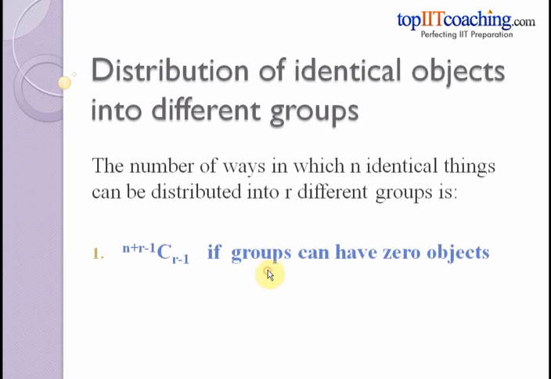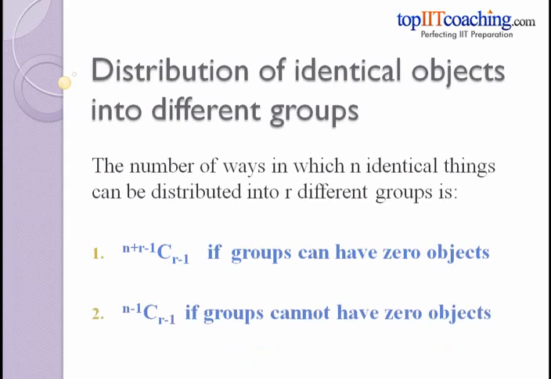Let's see it. The number of ways in which n identical things can be distributed into r different groups is: first, n plus r minus 1 C r minus 1 if the groups can have 0 objects, and n minus 1 C r minus 1 if the groups cannot have 0 objects.